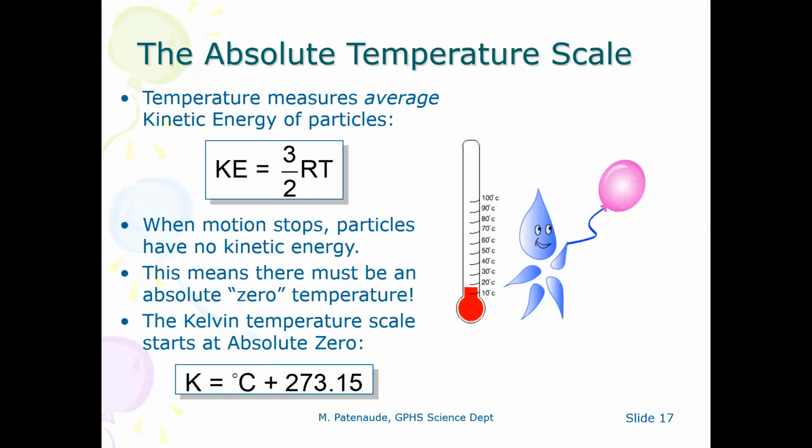Okay? Now at the bottom of the screen, you see that little formula again that we mentioned earlier. The Kelvin temperature is the Celsius plus 273.15. All right.